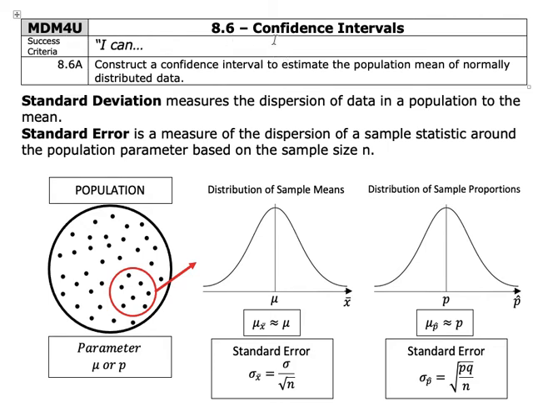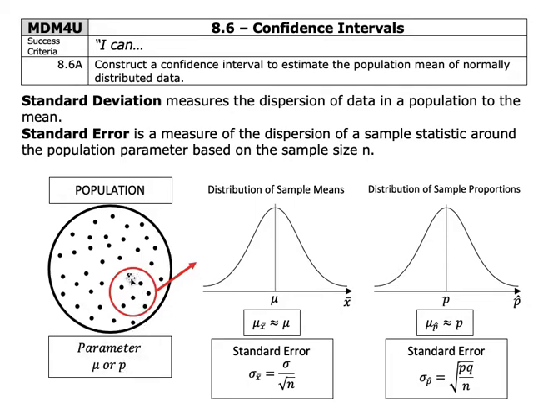MDM4U 8.6 confidence intervals. We're going to recall some previous concepts that will be helpful to our understanding of confidence intervals. Standard deviation measures the dispersion of data in the population to the mean. So if we can recall that parameters measure some aspect of the population, meaning each and every single item that could be selected, mu, or for a population proportion, p.